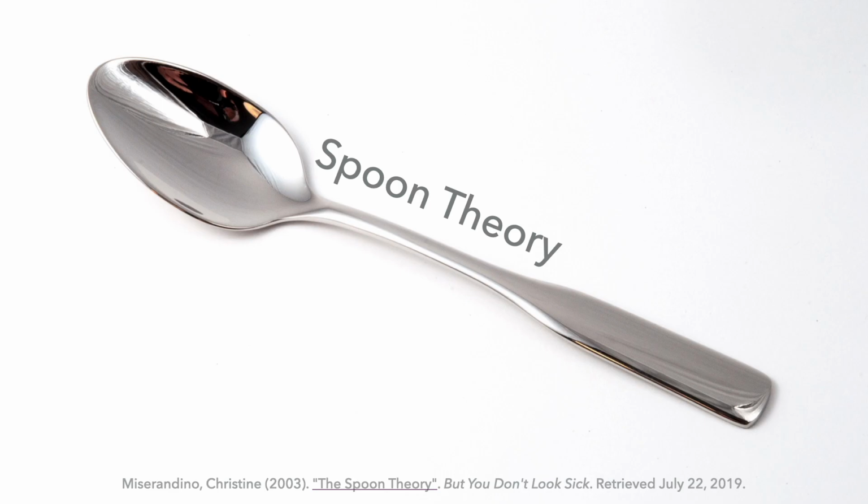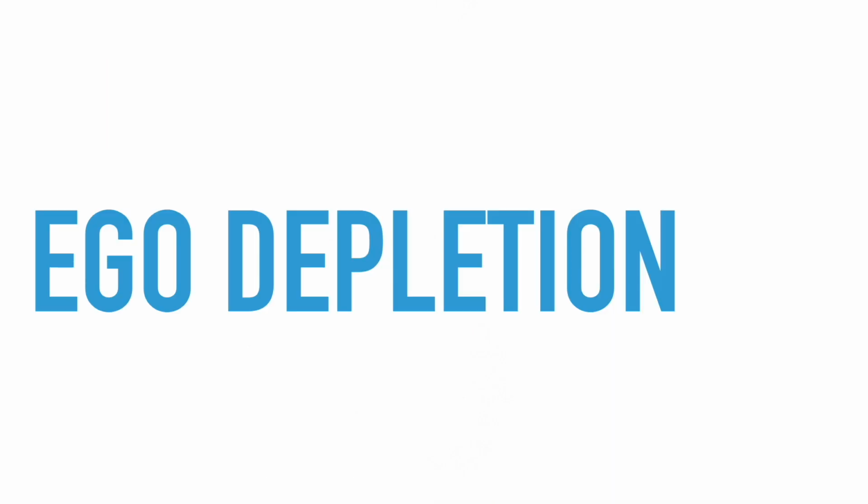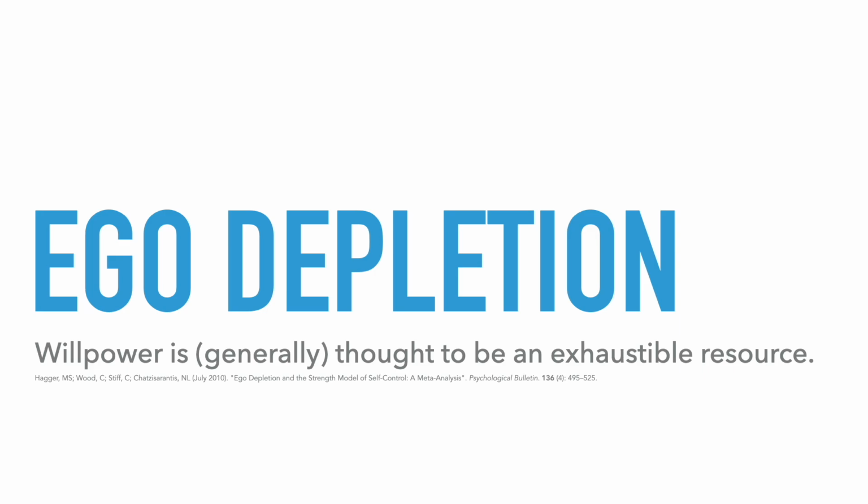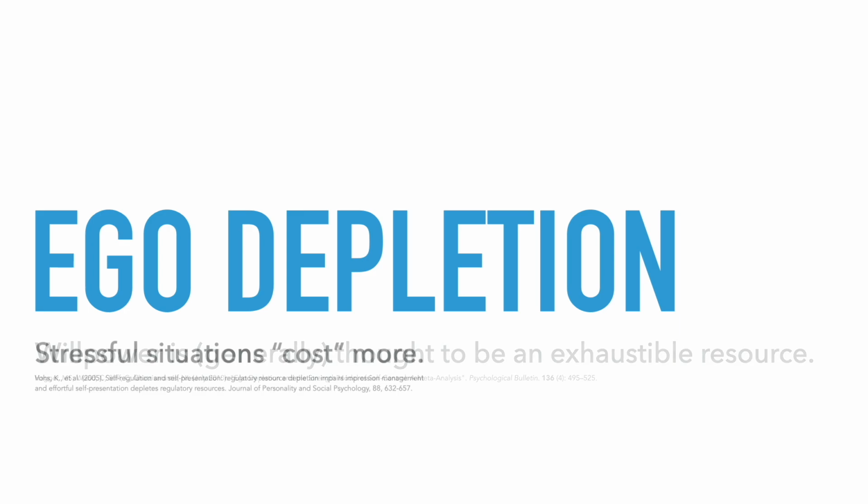Now, there has been a bit of research into this idea, and there's a concept called ego depletion. To oversimplify a bit, willpower is generally thought to be an exhaustible resource. So you wake up with a certain amount, and once it's gone, it becomes very difficult to persevere and actually do more things. We also know from research that stressful situations tend to cost more. So if willpower is an exhaustible resource, we go through it more quickly if we are working on something particularly stressful for us.